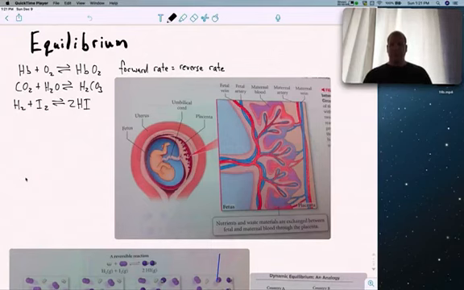Hello and welcome to the chapter on equilibrium. If you survive last chapter, you'll do fine for the rest of the class. Last chapter is really hard with kinetics. This chapter is much easier.